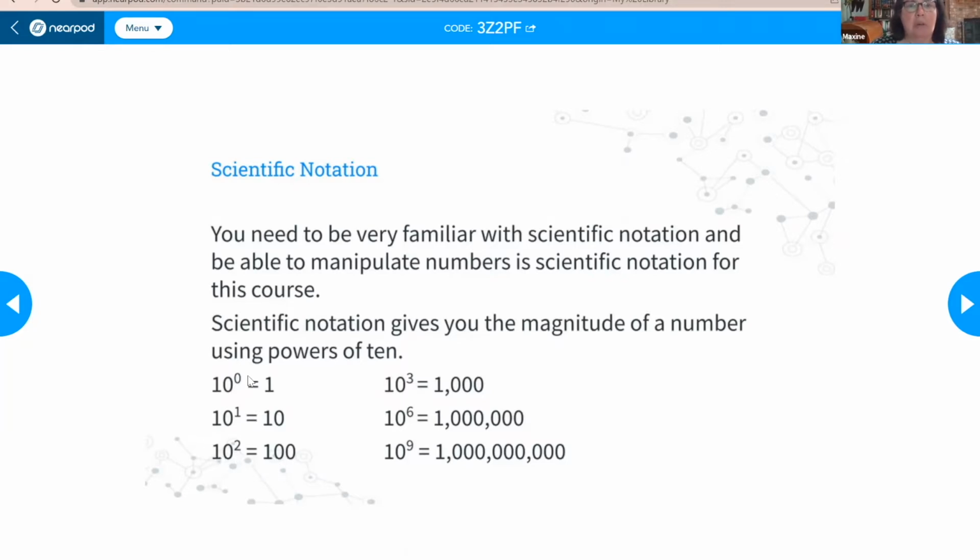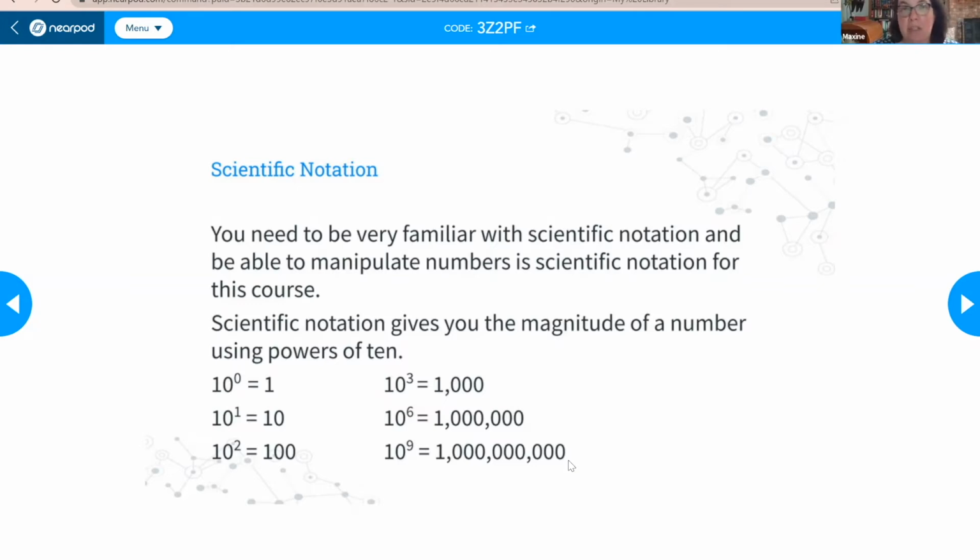So with a 0, we move the decimal place from the 1 0 times. With a 1, we move the decimal place from the 1 1 time. And so on. When we have 10 to the 9th, or a billion, we have a 1 and we have moved our decimal place over 9 times from the number 1, that base number.